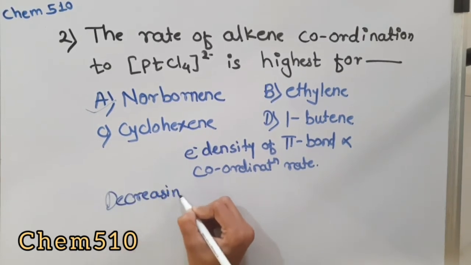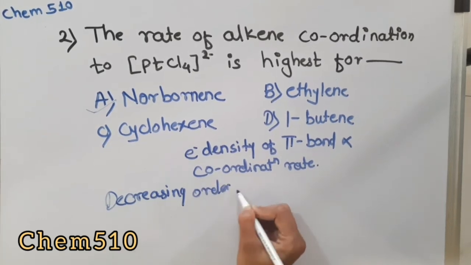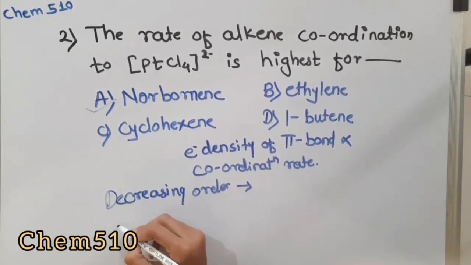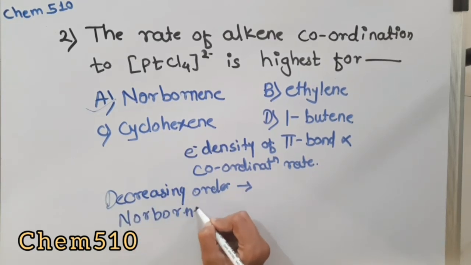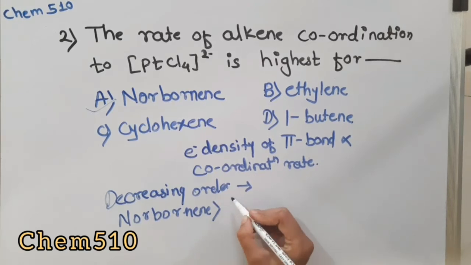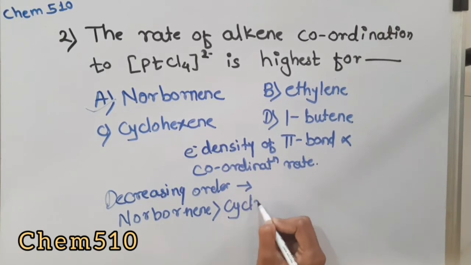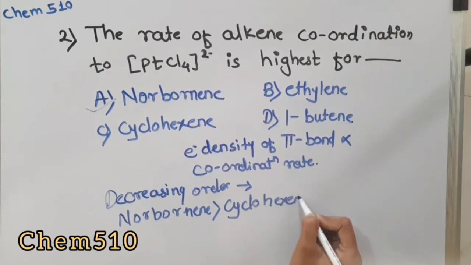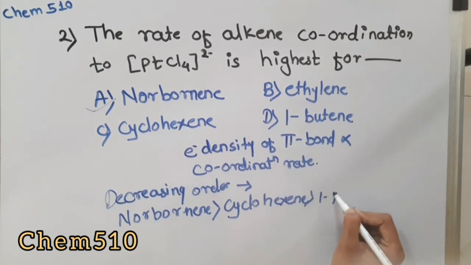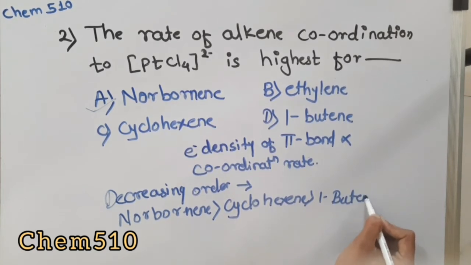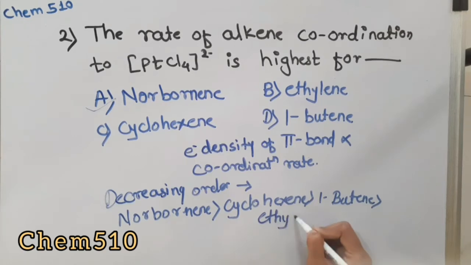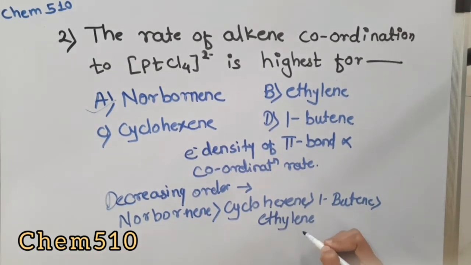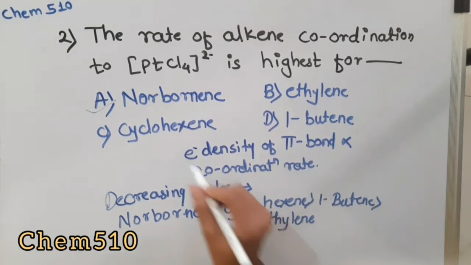decreasing order: norbornene having highest, then cyclohexene, then 1-butene, then ethylene. So the rate of alkene coordination to PtCl4 2- is highest for norbornene.